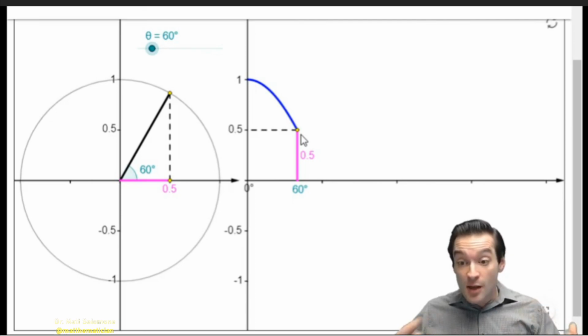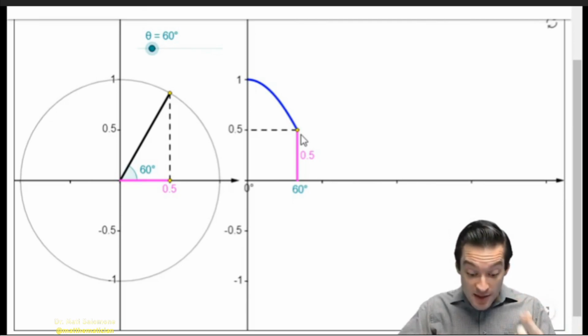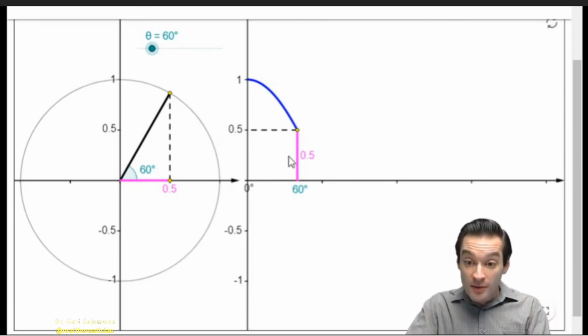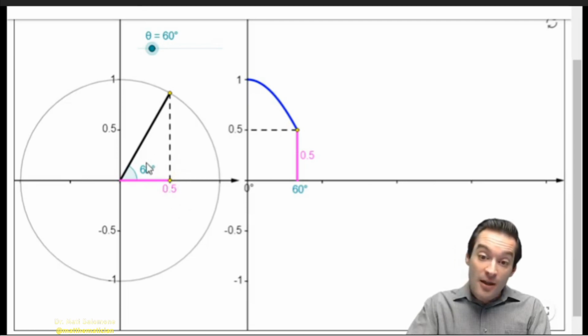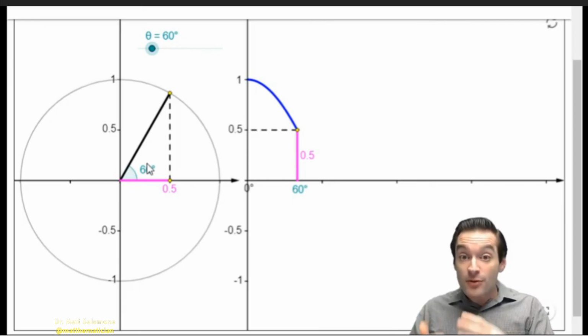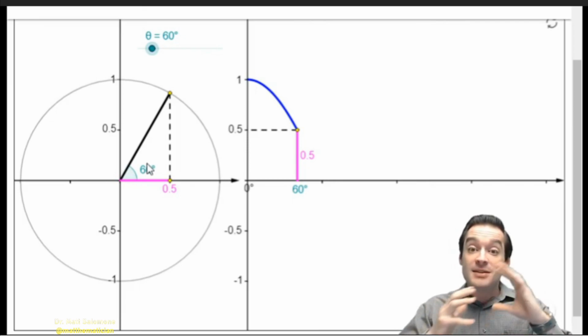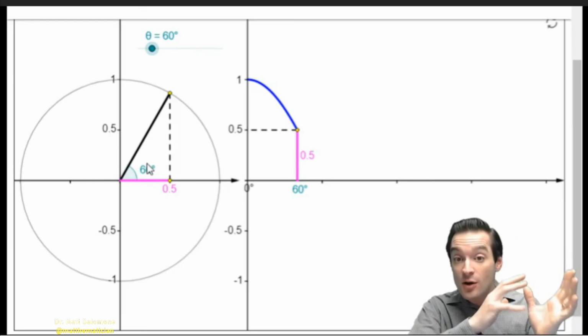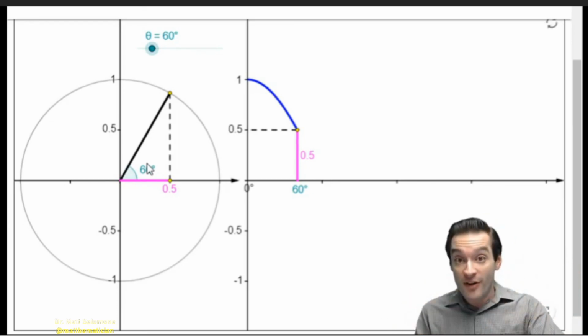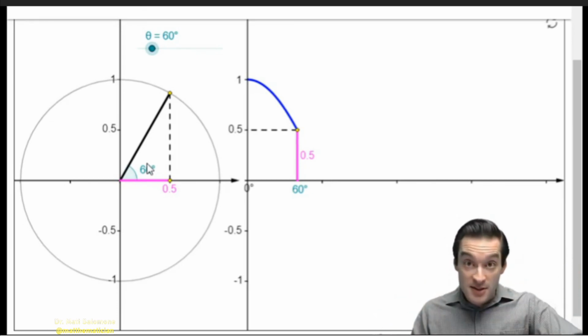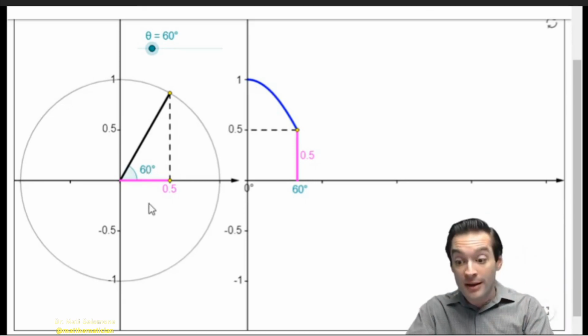So what does this tell me about the inverse cosine? It tells me that the inverse cosine will take the number 0.5, 1/2, and return the angle, 60 degrees. So the inverse cosine of 0.5 is 60 degrees, because the cosine of 60 degrees is 0.5. Remember, the inverse cosine does exactly the opposite of what the original cosine does.